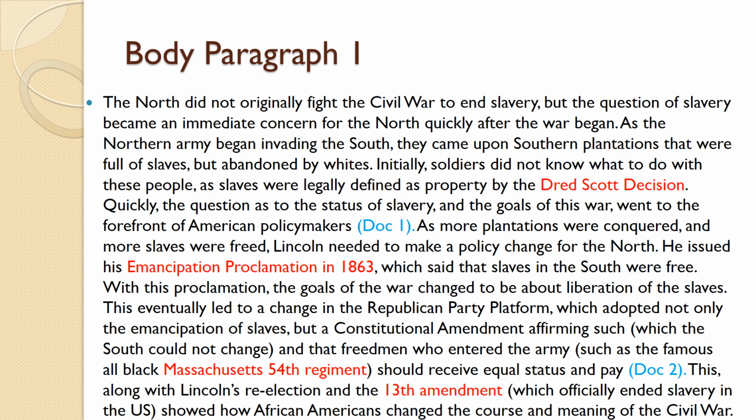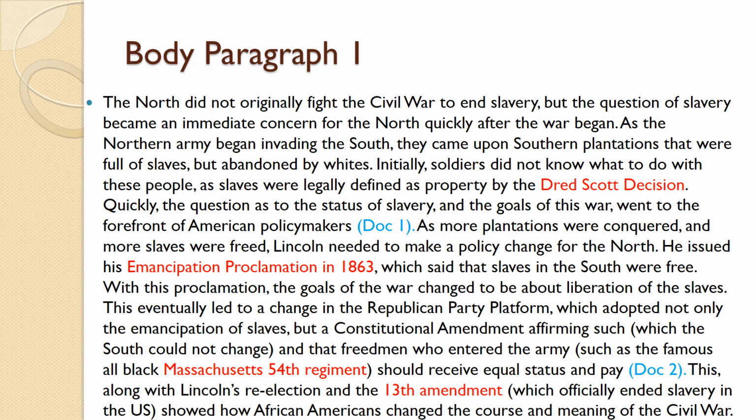He issued his Emancipation Proclamation in 1863, which said that slaves in the South were free. With this proclamation, the goals of the war changed to be about the liberation of slaves. This eventually led to a change in the Republican Party platform, which adopted not only the emancipation of slaves, but a constitutional amendment affirming such, which the South could not change, and that the freedmen who entered the Army, such as the famous all-black Massachusetts 54th Regiment, should receive equal status and pay, document 2.